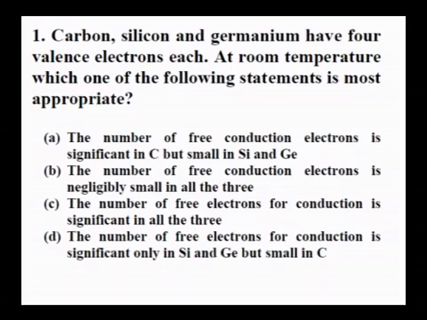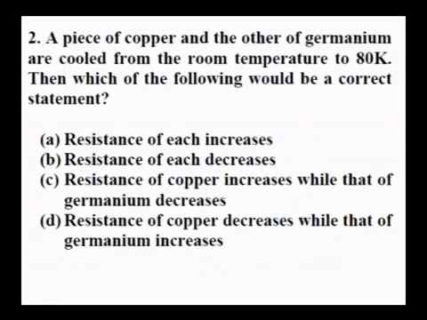So, at a given temperature, you will find more number of free electrons in only silicon and germanium, because the electrons can jump from valence band to conduction band easily, but not so in carbon. Hence, the answer to the question will be D. The number of free electrons is more significant only in germanium and silicon, but it will be small in carbon.